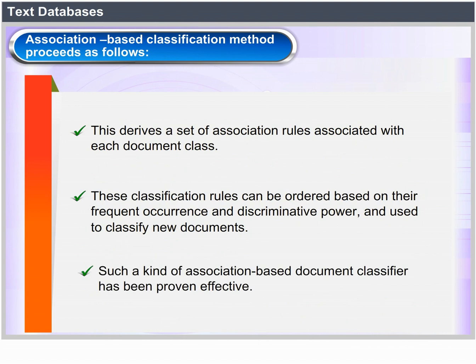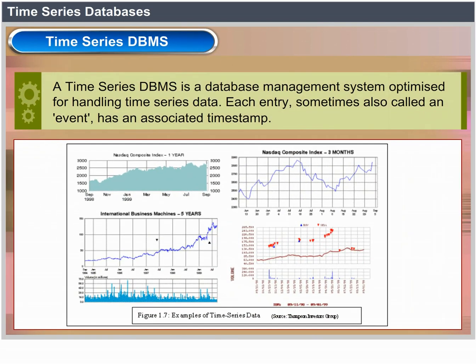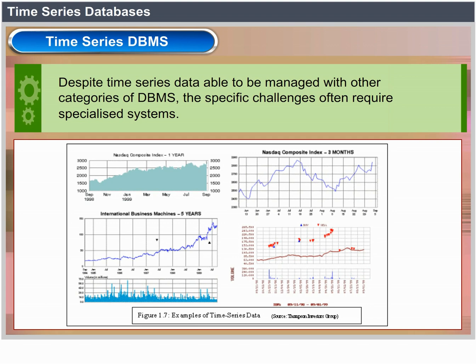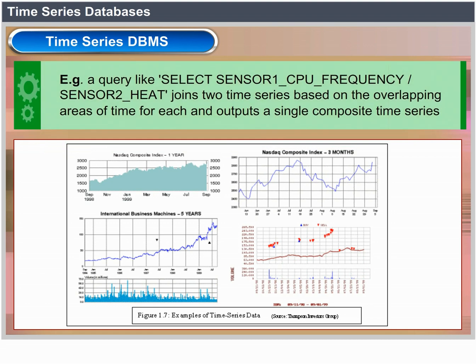Time series databases. Time series DBMS. A time series DBMS is a database management system that is optimized for handling time series data. Each entry, sometimes also called an event, has an associated time stamp. Time series DBMS are designed to efficiently collect, store, and query various time series with high transaction volumes. Although time series data can be managed with other categories of DBMS, the specific challenges often require specialized systems. For example, a query like select sensor1.CPU_frequency, sensor2.heat joins two time series based on the overlapping areas of time for each and outputs a single composite time series.